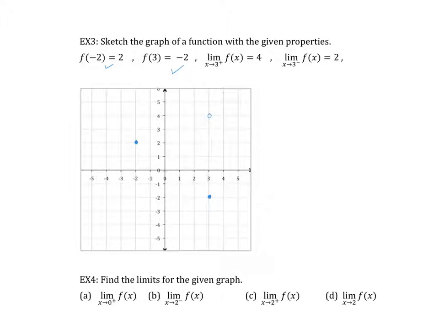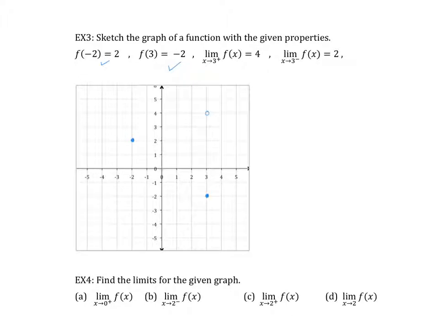So I'm going to look at the other limit. The limit as x approaches 3 from the left is going to be a positive 2. So I'm going to put an open circle there. Coming in from the left, I have to get closer and closer to positive 2. Coming in from the right, I have to get closer and closer to 4. And that's a function that fits all of these criteria. As I come in from the right, it's approaching 4. As I come in from the left, I'm approaching 2.